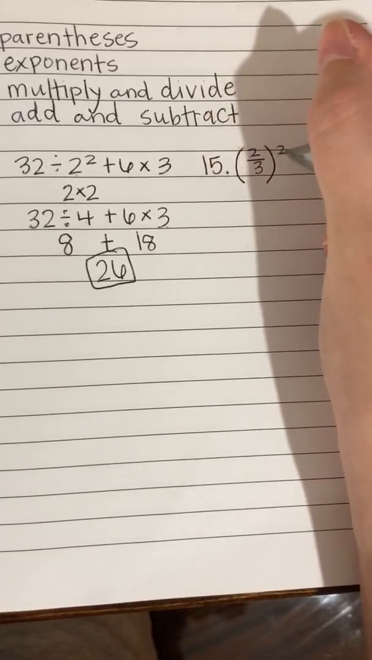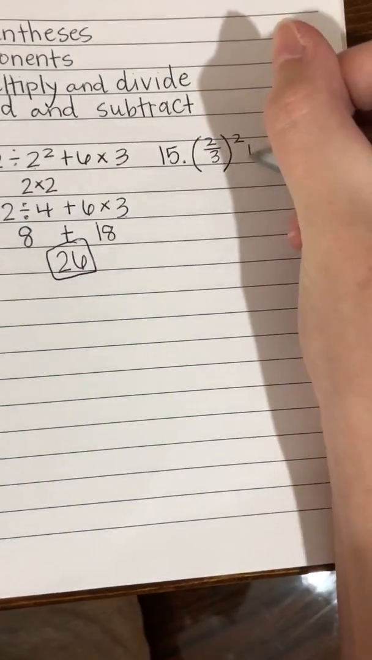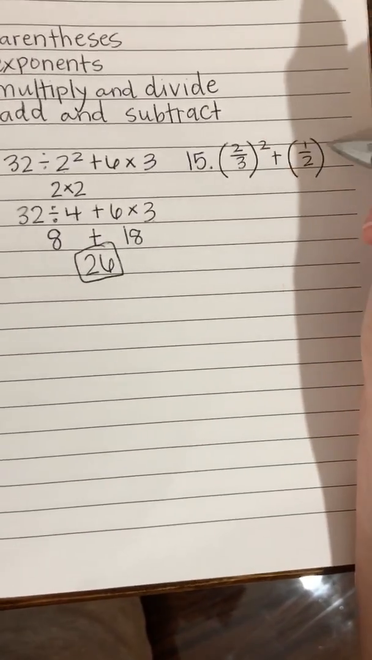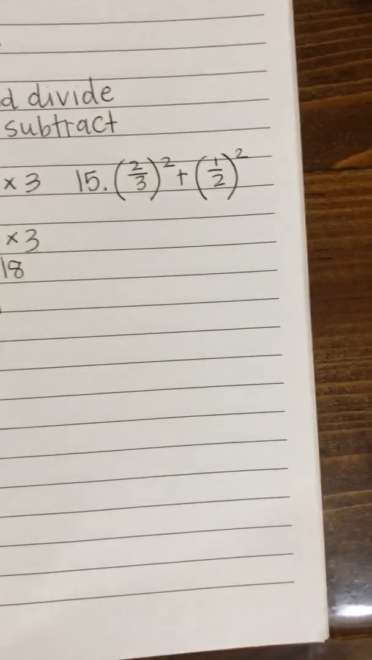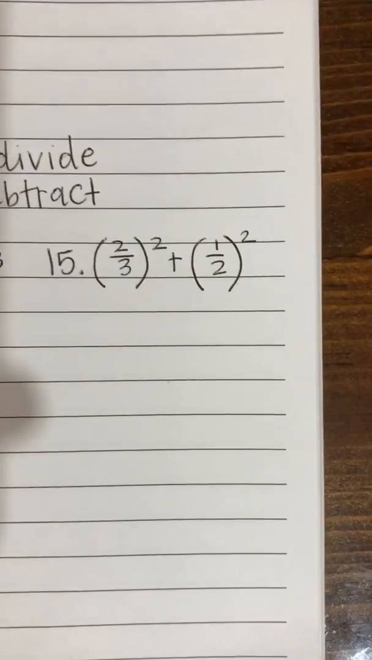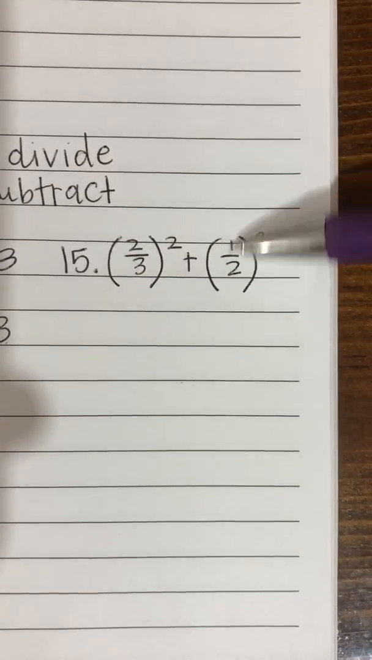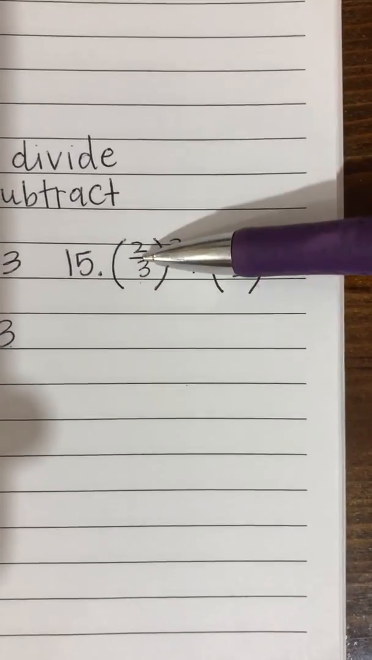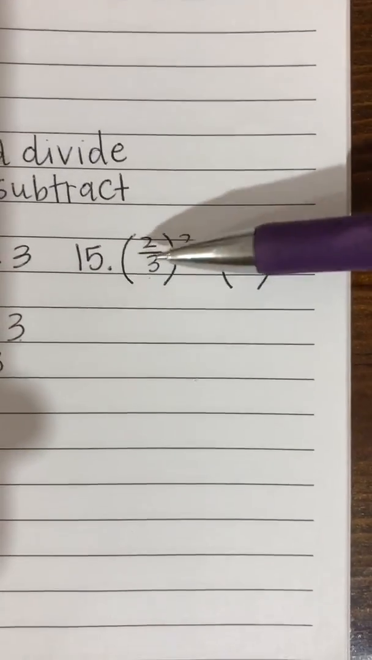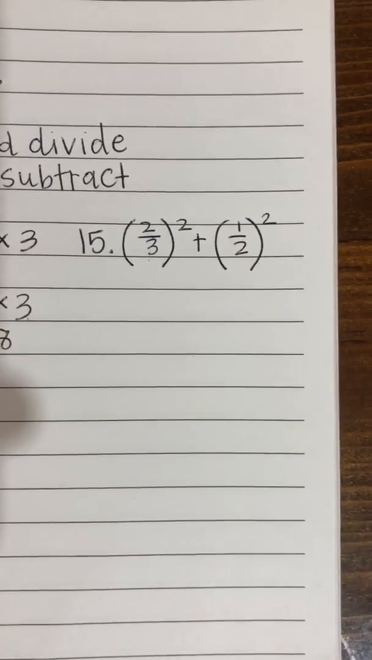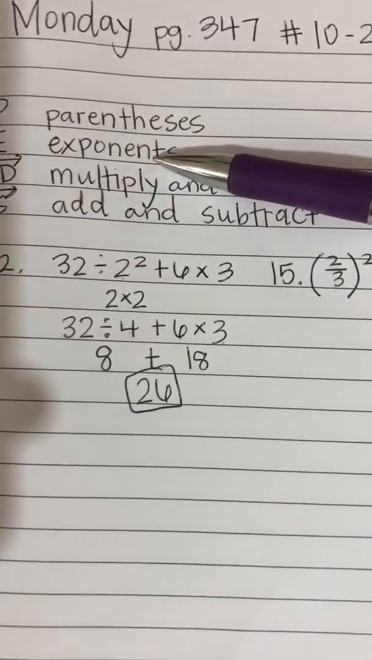2/3 squared plus 1/2 squared. Okay? So our first step is parentheses. Well, we do have parentheses, but there's nothing we can do inside the parentheses. If this was an improper fraction, we could divide. But since it's not, there's nothing for us to add or subtract or multiply or divide inside the parentheses. So we move on to our next step, exponents.